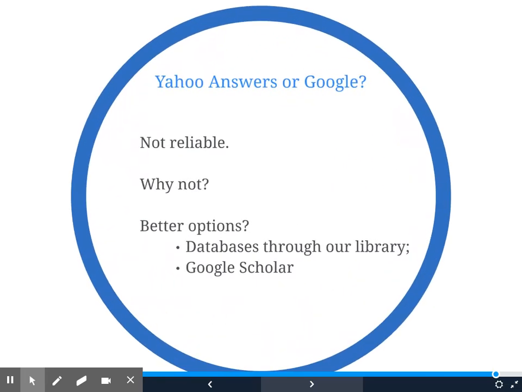Yahoo Answers or Google, they are not necessarily reliable. Why not? I want you to think about that. Why would Yahoo Answers or Google not necessarily be reliable? Well, here's the answer. Yahoo Answers are answered by everyday people, and again, these people may think they know what they're talking about, but they may not. And they may be giving you opinions instead of facts.